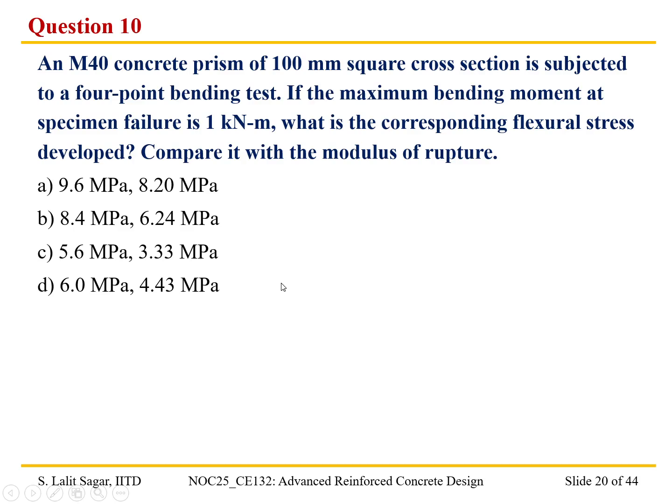The next question is for an M40 concrete prism, which has dimensions of 100 mm by 100 mm. It is a square cross section, subjected to a 4-point bending test. If the maximum bending moment is 1 kilonewton meter, what is the corresponding flexural stress that is developed? Compare it with the modulus of rupture. Kindly take 1 or 2 minutes and let me know what is the correct answer.